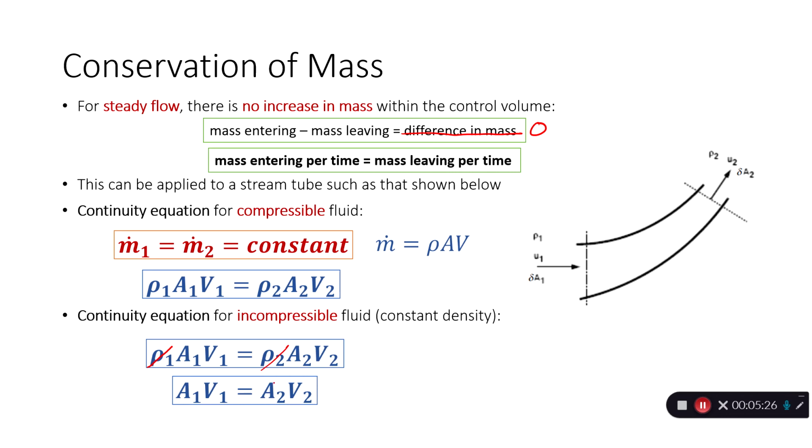And remember that AV is Q. Q equals AV. You've seen this in the previous video. So in an incompressible fluid, the volume flow rate is equal. But if the density is not constant, you have to use this equation, the mass continuity.